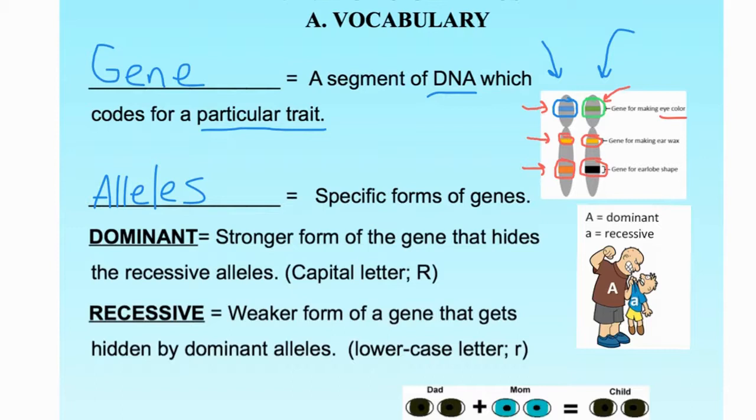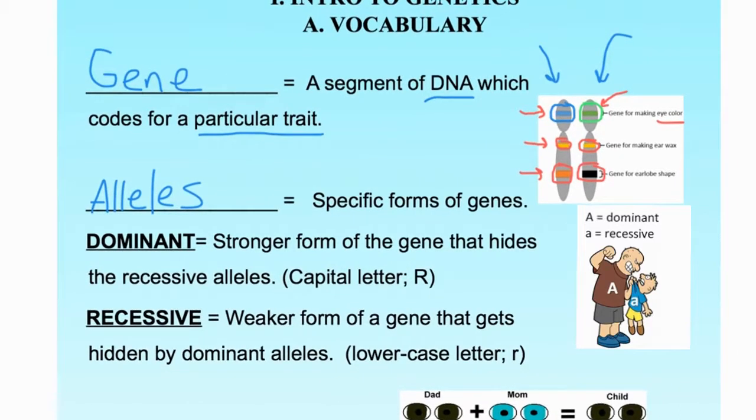The next term is dominant. When it comes to alleles, some are stronger. Some are the stronger form of these genes or alleles, like this guy right here. We always say that a gene is dominant, and we show it by putting a capital letter. This guy has a capital letter. He's the dominant form of the gene or allele.